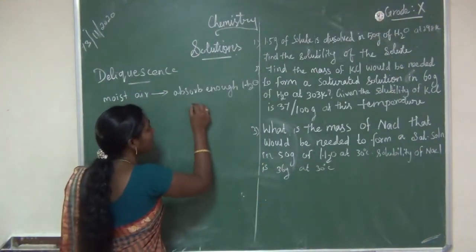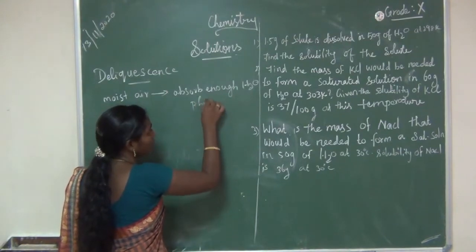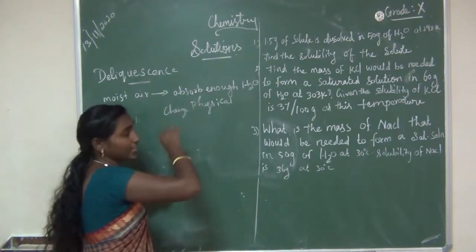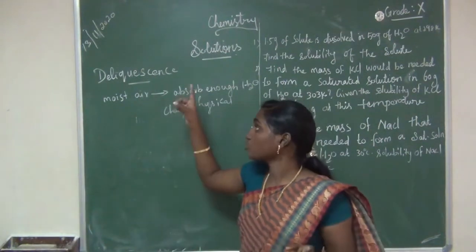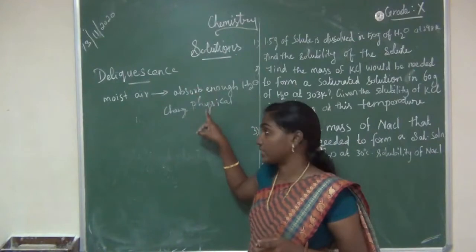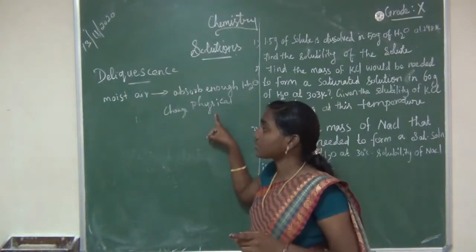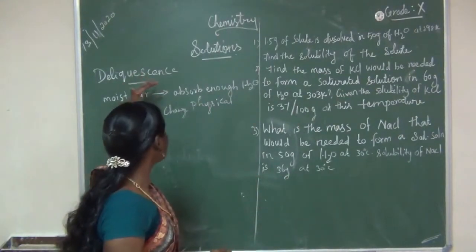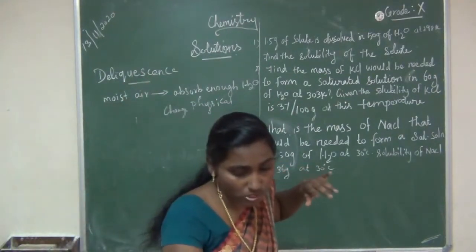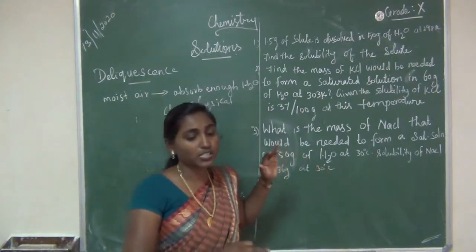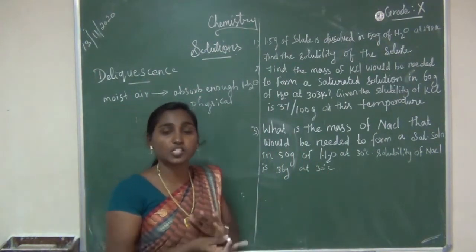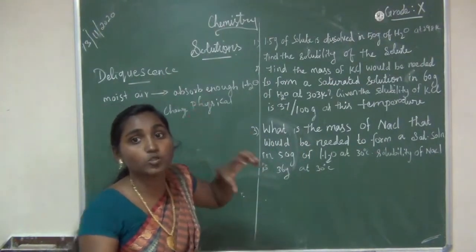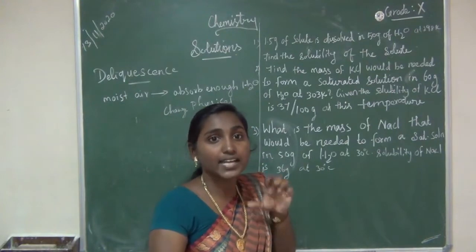So there is only one small change: the physical state. In a hygroscopic substance it does not change its physical state, but a deliquescent substance will change its physical state. This deliquescent substance is mostly used to form a saturated solution. It is mostly present in crystalline form.